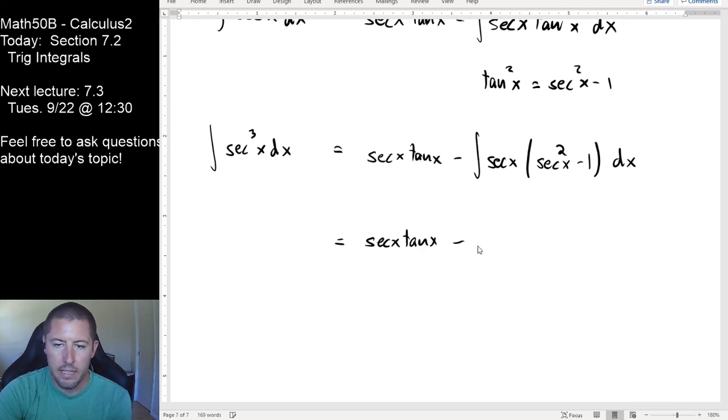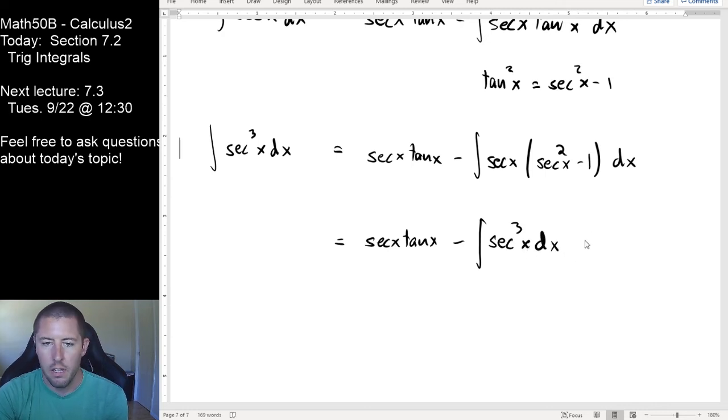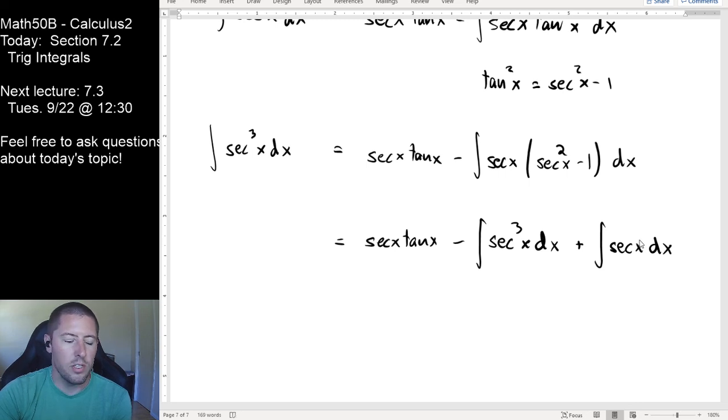Well, I want to distribute this and rewrite this as two integrals. What I'm seeing here is that this is really, well, crap, this is secant cubed x dx. It looks like we've gone in a completely full circle here, so that makes me nervous. Plus, distribute the secant. Notice there's a negative here and a negative here for a positive. We're going to get our integral of secant x dx. So we need to seriously stop and assess if we're just going in circles right here.